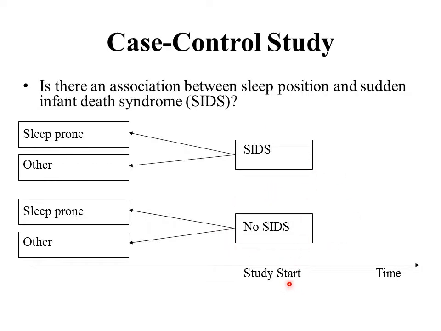And so we start here in time, identifying these two groups, and then we look back into time and look at how those babies slept, was it in the prone position or some other position, and then we collect data from back here and analyze it with appropriate statistical techniques to look for an association between sleep position and whether they were in the case or the control group.